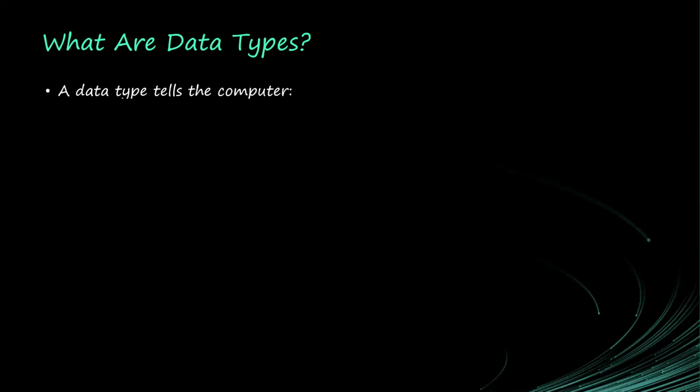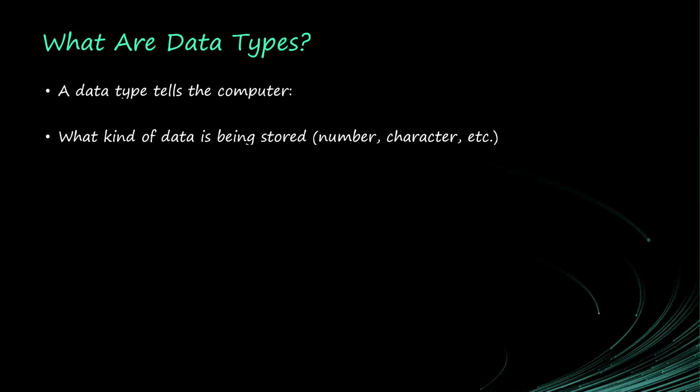So a data type tells the computer what kind of data is being stored. Now, all of them are still in zeros and ones, still sequences of zeros and ones. But the data type determines how the computer interprets that data. When you store an image, it is still stored in zeros and ones. But if I have two sets of zeros and ones, one can be an image, another one can be numbers.